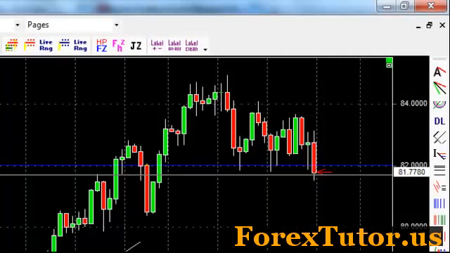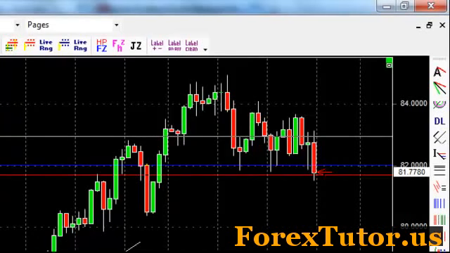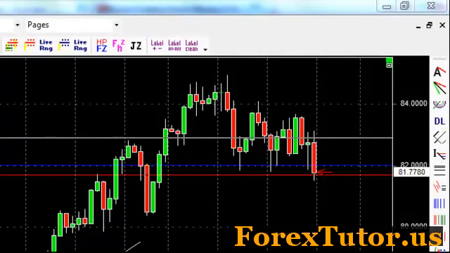Really tight stop. Okay. And we put our profit target right here at 82.90. Okay, so we'll color this one green, so you can see the colors.